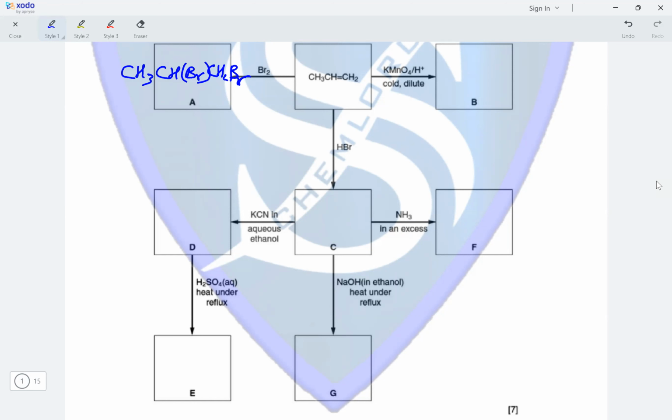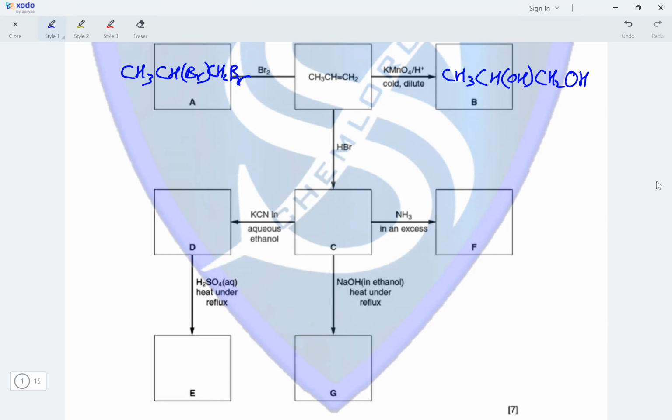On the right side, we've got KMnO4 acidified with cold and dilute as the condition. So cold, dilute, acidified KMnO4 results in the formation of a diol. So we will have CH3 bonded to CH on which an OH group will be present, which will be bonded to a CH2 on which another OH group would be present. So this is the diol, that is compound B.